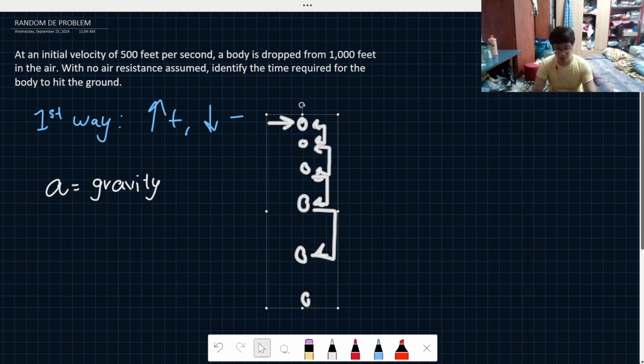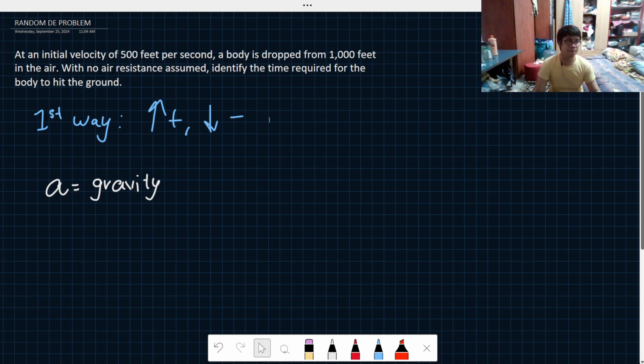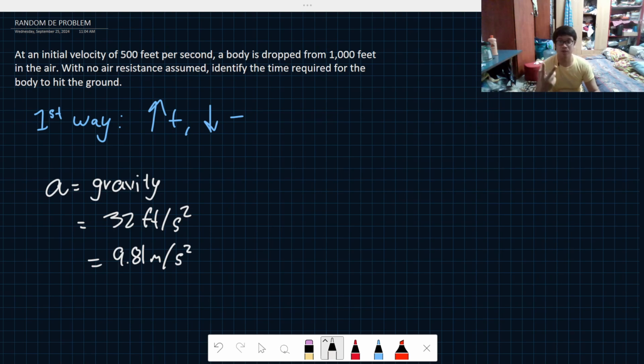and that is because of gravity. Now, there are values for gravity, but the two common values are 32 feet per second squared and 9.81 meters per second squared. So there are two common values for that. The question is, which one would you pick?